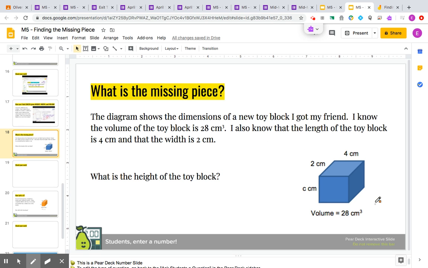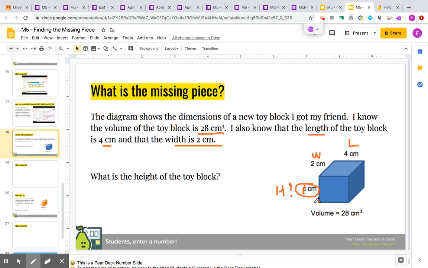So off to the side, we had a toy block. Its dimensions, or the length, width, and height of the block, were shown. So the volume of the toy block was 28 cubic centimeters. We also knew that the length was 4 centimeters and the width was 2 centimeters. We didn't know how tall it is. It's C because it's an unknown. You can just think about a question mark there. So we had to figure out the height.